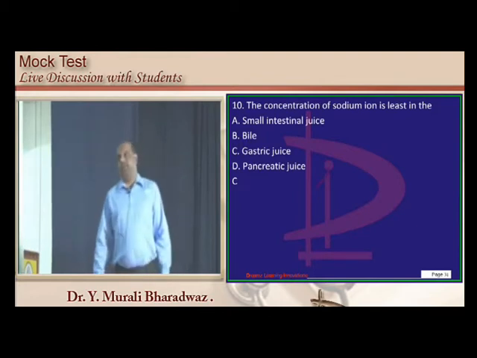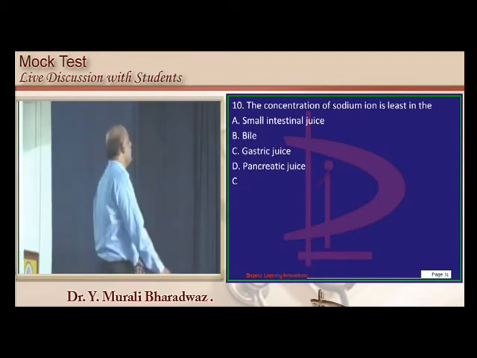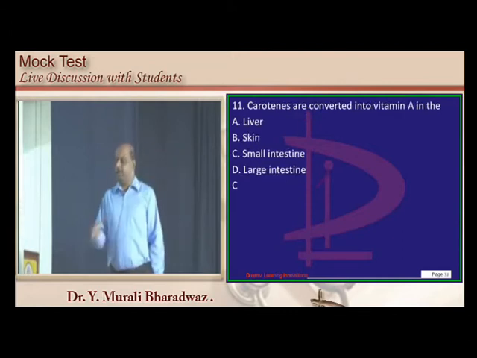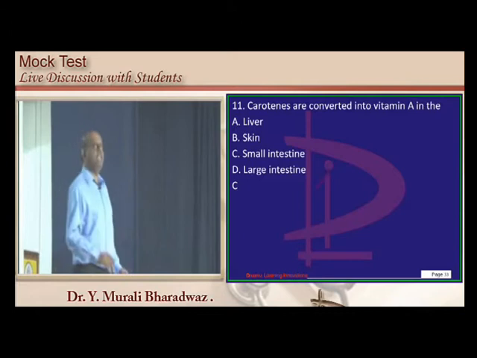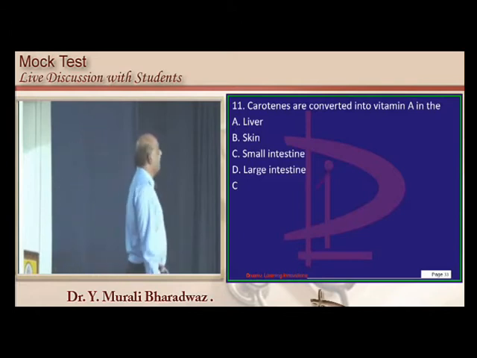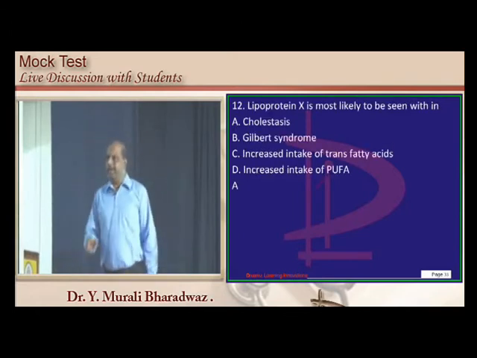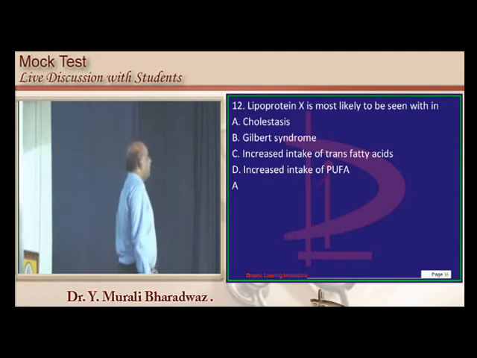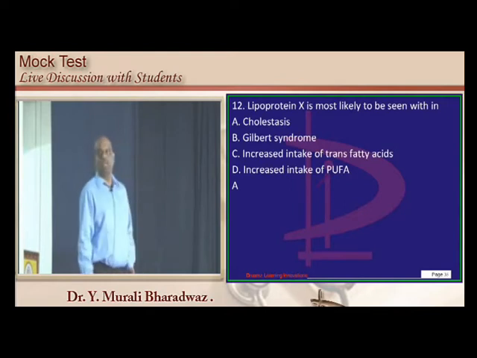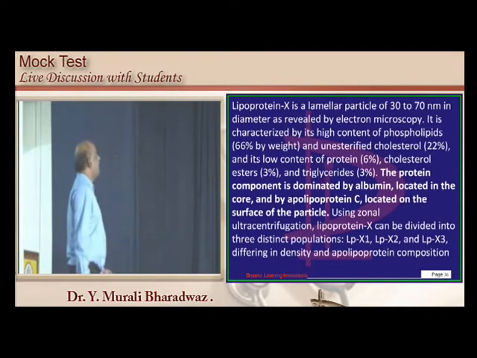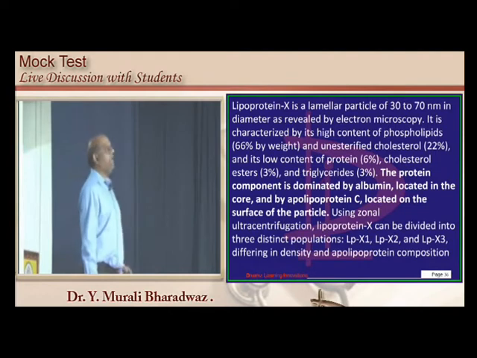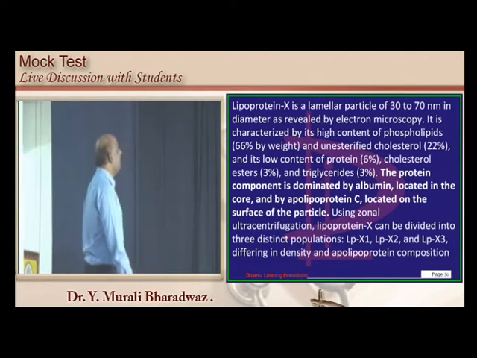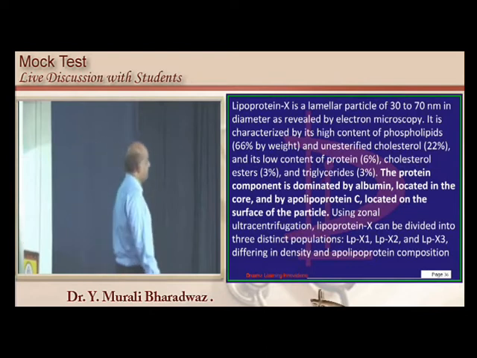Sodium ion is typically least in the case of the gastric juice. After the carotenes get absorbed in small intestine, they become converted into vitamin A. Lipoprotein X is the one which is associated with cholestatic jaundice. And what is the main mechanism of pathogenesis? I left it in the literature for you to review how it leads to the development of cholestasis.